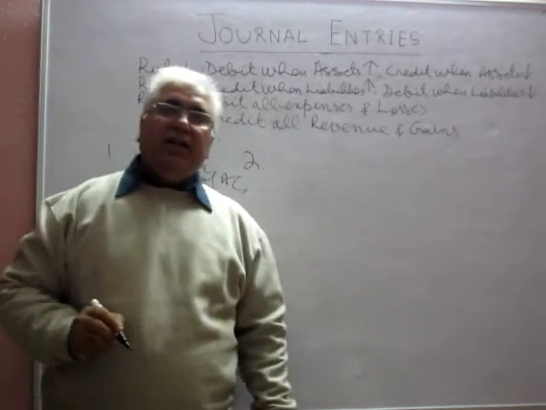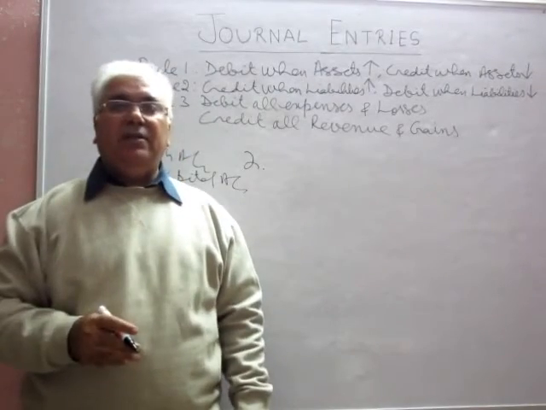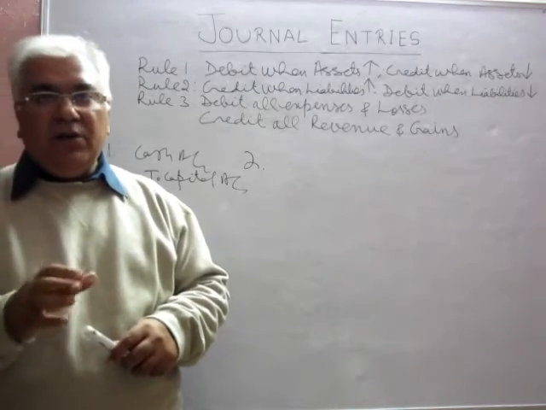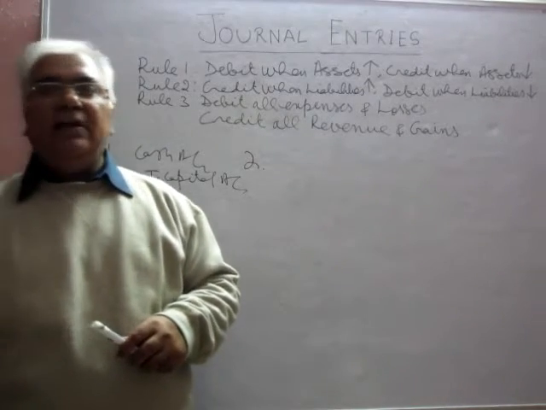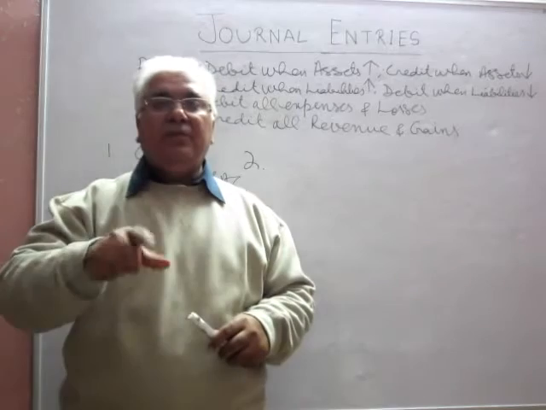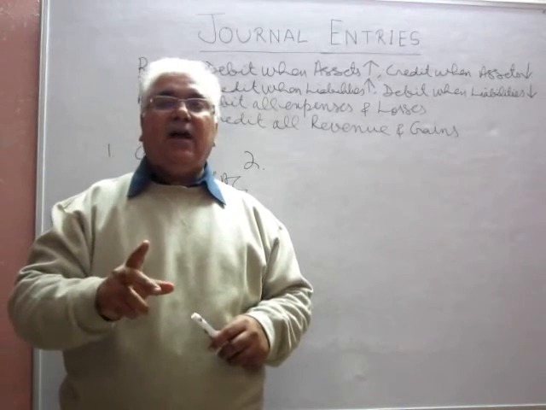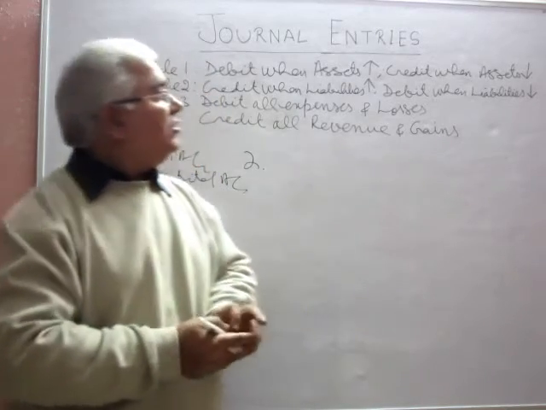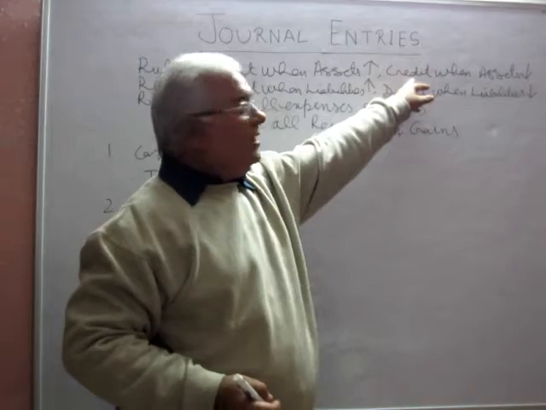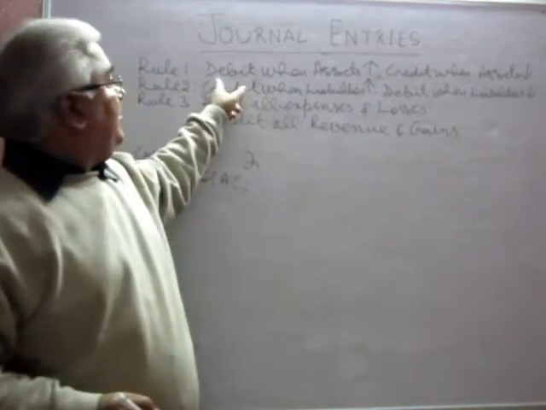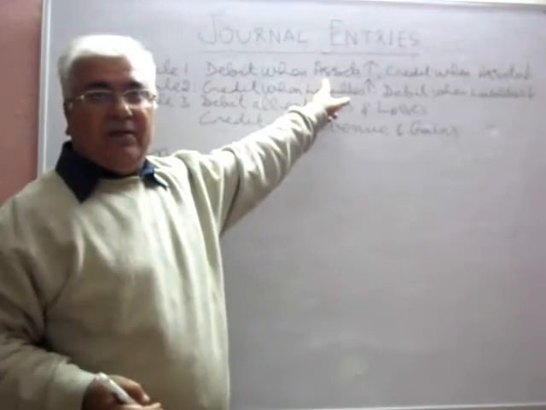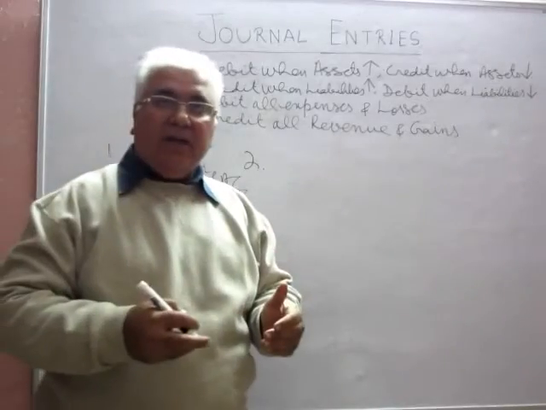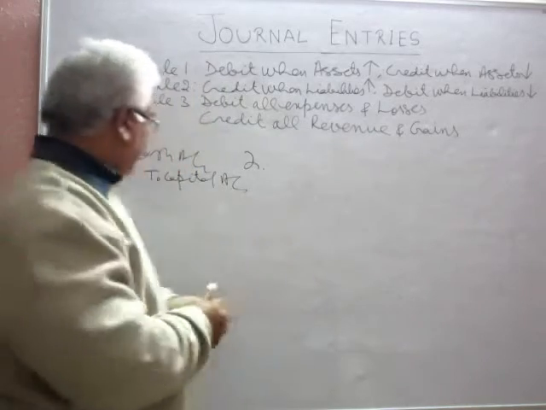Now our second journal entry is cash deposited in the bank. If you deposit cash in the bank, you are going to reduce cash with yourself, and cash in the bank will increase. Both accounts, cash and bank, are asset accounts. So cash is decreasing, so cash will be credited. Since bank is increasing, bank will be debited. Bank is increasing, hence this rule. So our journal entry will be bank account debited to cash account.